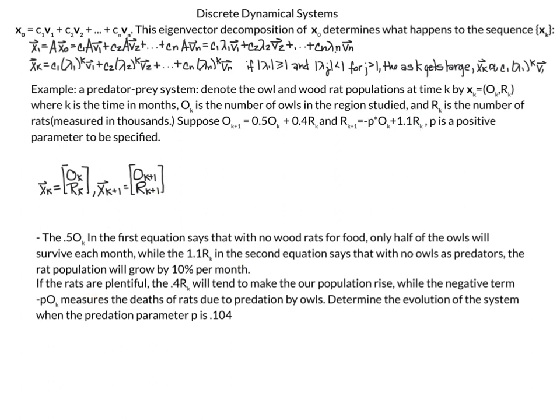So if the rats are plentiful, coming back to the owls, this 0.4 R will tend to make the owl population rise, as opposed to decreasing by half each month. It'll start to rise. While the negative term over here in the rat population measures the death of rats due to predation by owls.